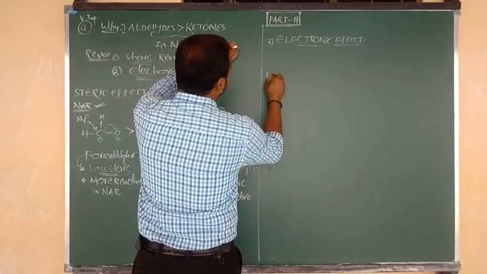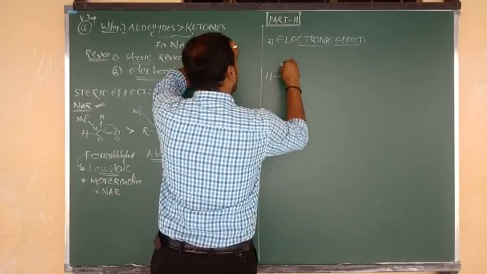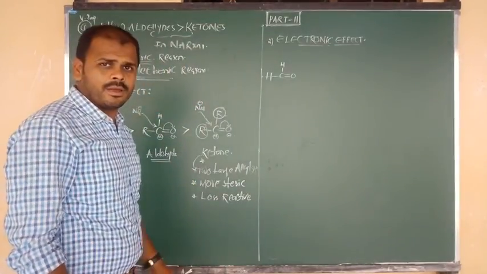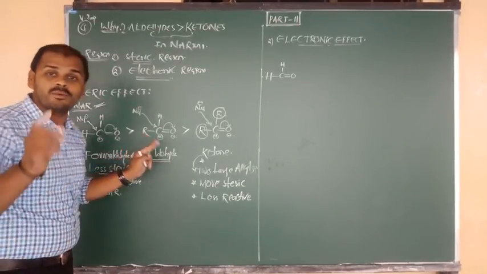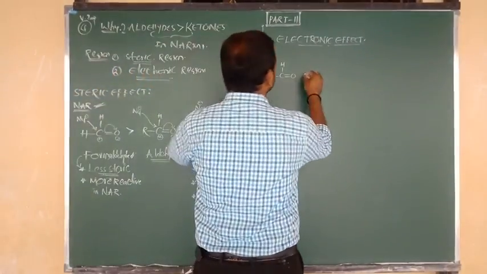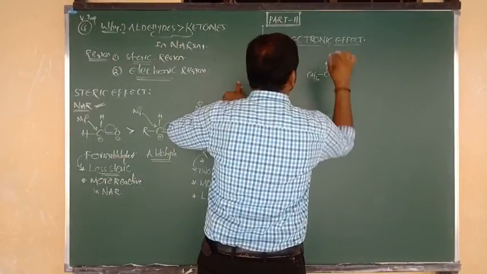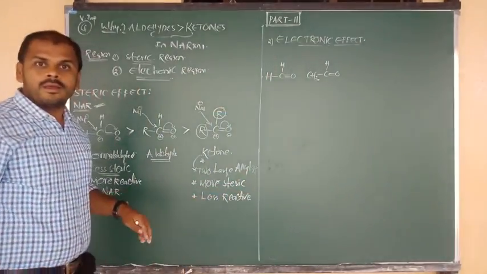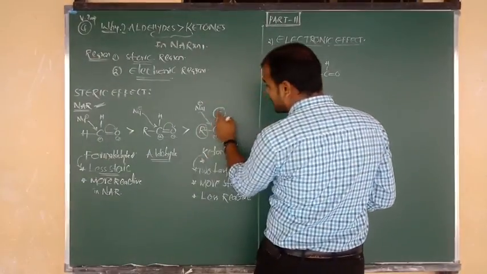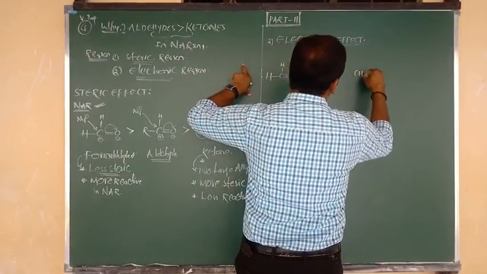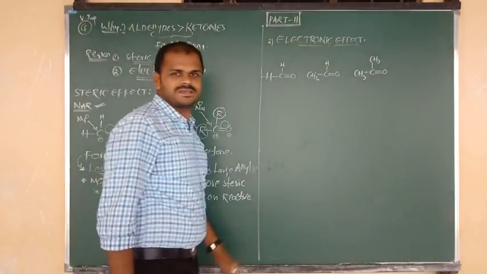First of all, I am going to take the same formaldehyde, H bonded to C, C double bond O bonded to H. Now I am going to take another aldehyde example, with CH3 in place of R, that is acetaldehyde, CH3 bonded to C double bond OH. Now I am going to take an example of a ketone. In place of R, CH3, CH3. So such a ketone is what, beta? Acetone, CH3 bonded to C double bond O bonded to CH3.